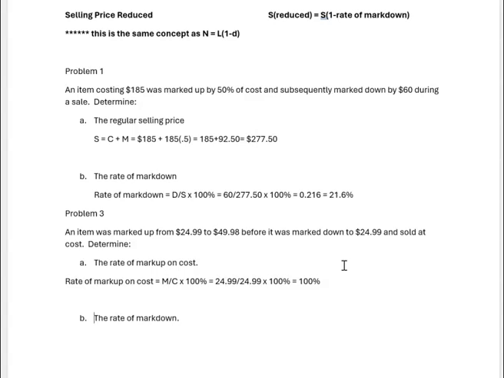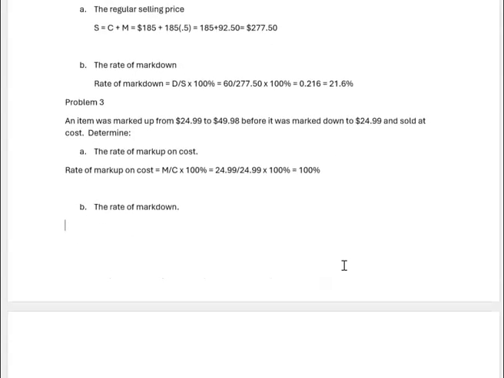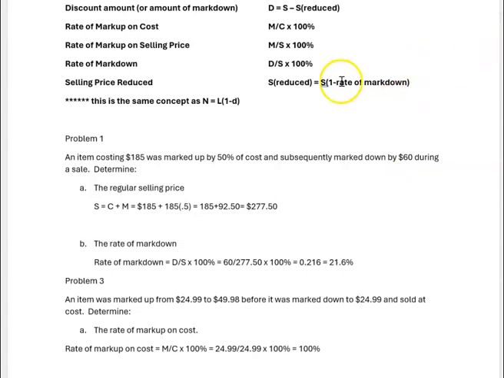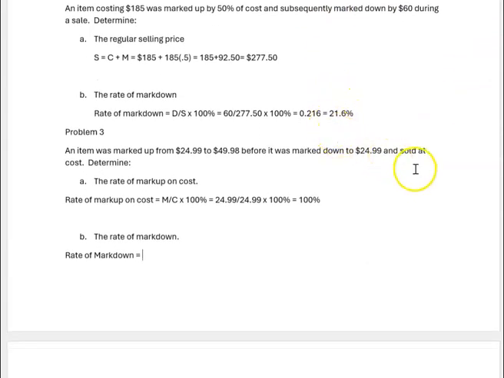Okay, so now rate of markdown. See if we can get it all on the same page here. Rate of markdown equals, if we want to go up and look at what our rate of markdown is, discount amount divided by selling price, multiplied by our 100%.